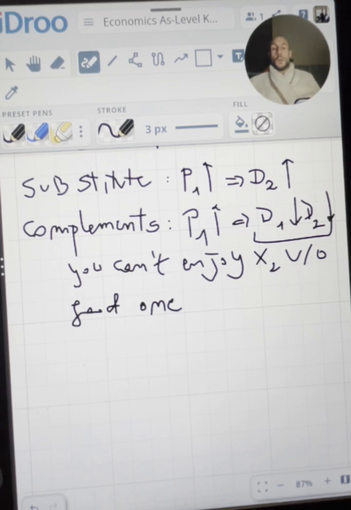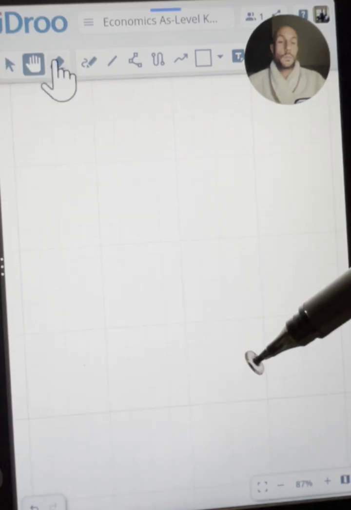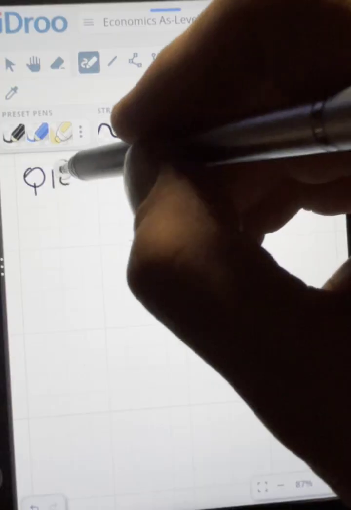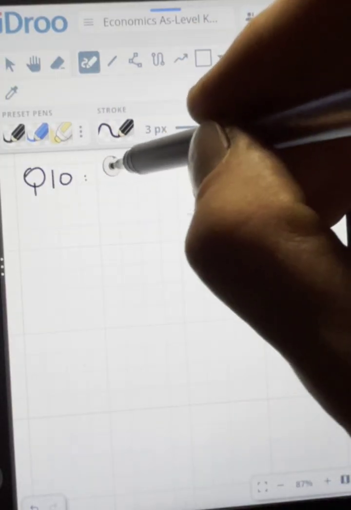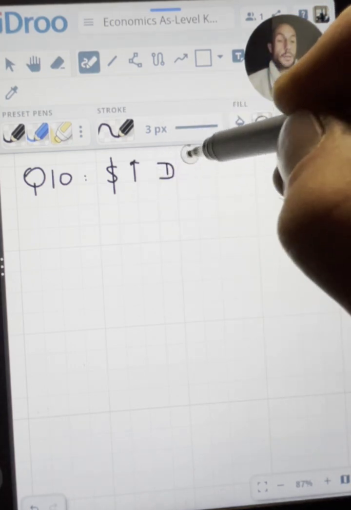Okay, now let's go back to the test for a couple of questions, and then we can go back to graphing. So when income rises, question 10. Just grabbing my iPad. Right, so we have here question 10: income rises and demand falls.